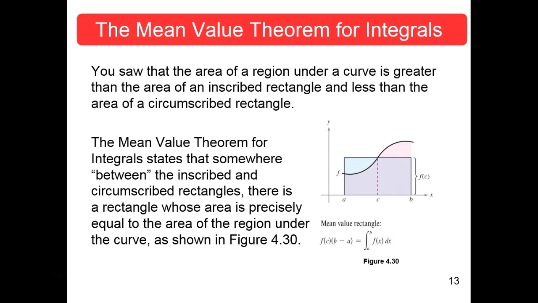Now, that means there's some c in between a and b. Remember, f has to be a continuous function. They didn't say that here, but I'm saying it now. If f is a continuous function, and f of a is not equal to f of b, okay?